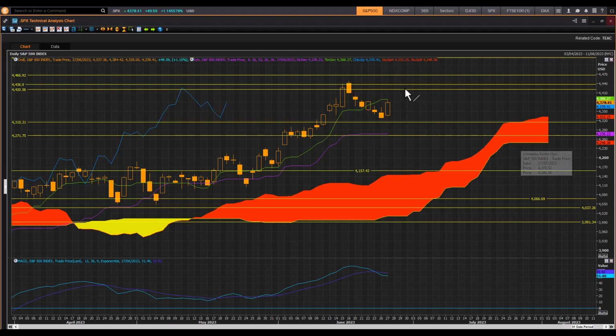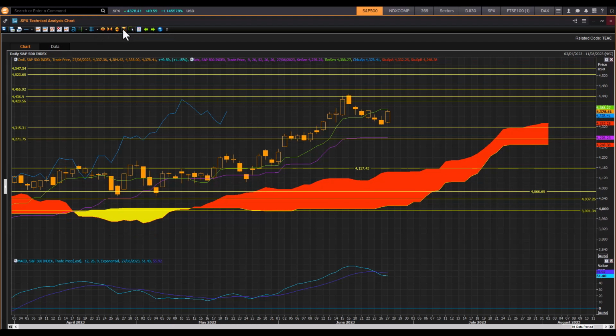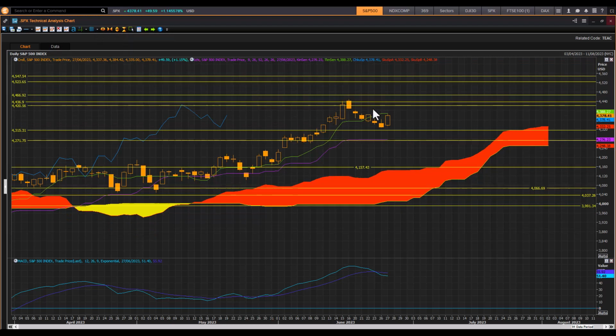So these are the levels to watch out for. Now if we get a retest of these resistance zones and the market manages to break past these resistance levels, watch out for these 4,466, 4,523 upside resistance targets on the daily.